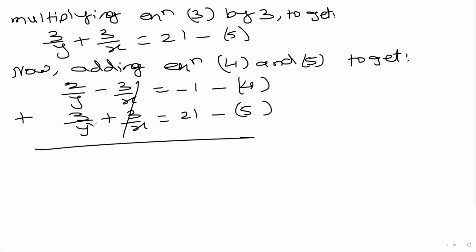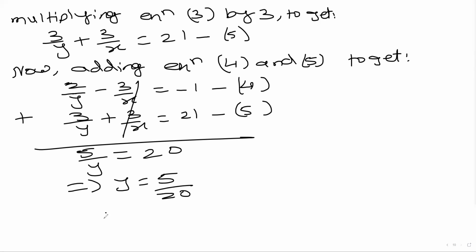The denominator is the same, so you can add the numerator. So you get 2 plus 3 is 5 upon y is equal to minus 1 plus 21 is 20. So if you cross multiply, you get y is equal to 5 upon 20. So in fact, y is equal to 1 upon 4. So this is the solution.